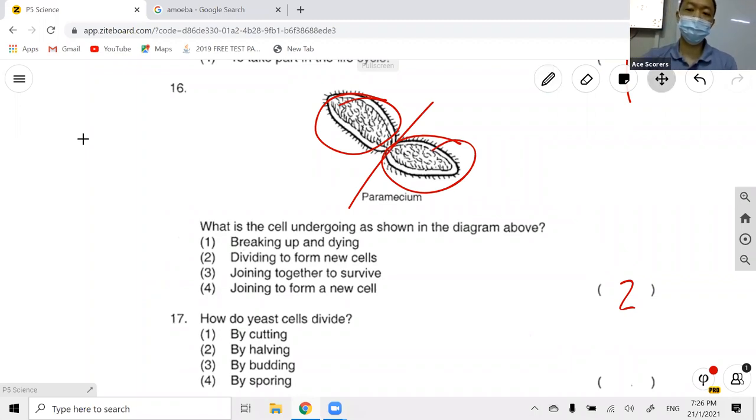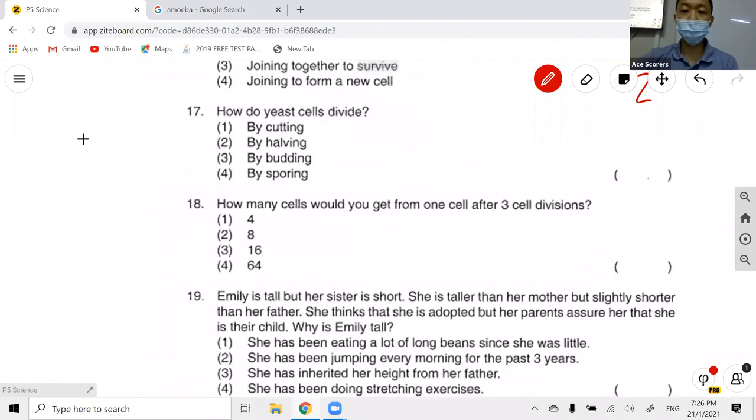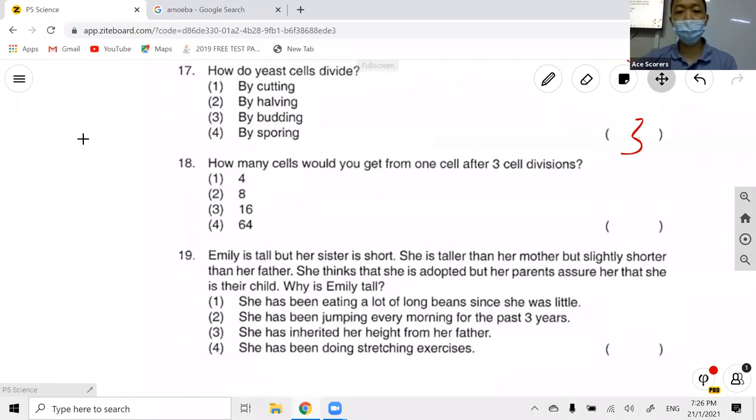Next. Okay, two paramecium. Next one. How do yeast divide? Budding. Three. Budding is also something like dividing. Next one. How many cells did you get after three cell divisions? One becomes two, 2 becomes 4, 4 becomes 8. Answer is 2.